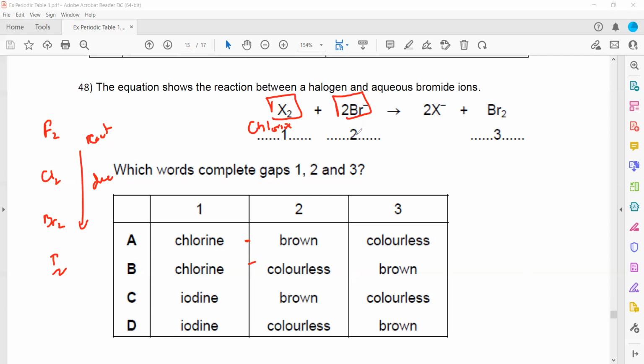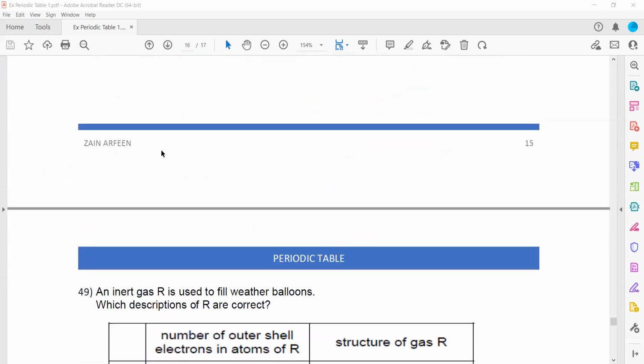And what is the color of the bromide ion? All ions, chloride, bromide, iodide, are colorless. They don't have any color. But when it forms bromine, it turns brown. The bromine molecule is brown in color, but the bromide ion and chloride ion, all these ions are colorless. So always the more reactive halogen displaces the less reactive halogen ion from its compound.